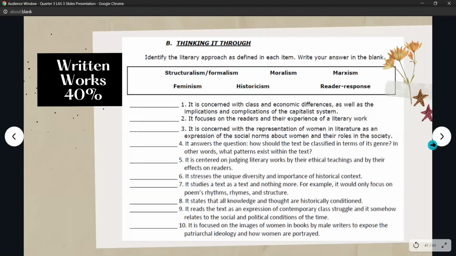Now, let's walk through the different activities you need to accomplish in your Learning Activity Sheet 3. May I remind you that you can directly write your answers on the learning activity sheet itself. The first activity is Thinking It Through. This is classified under written works. Identify the literary approach as defined in each item. Write your answer in the blank.